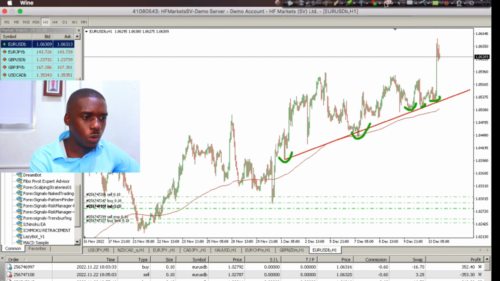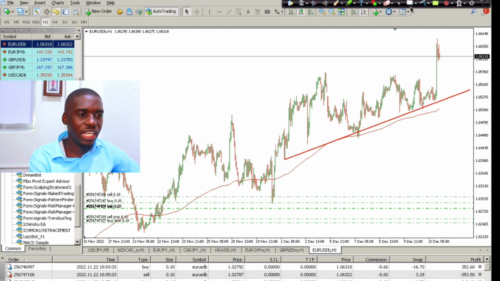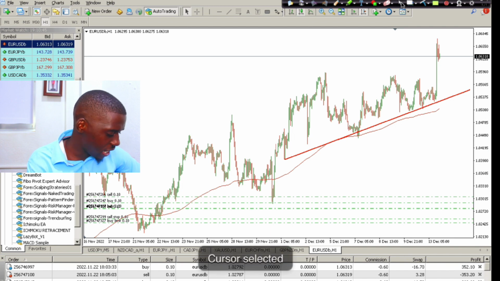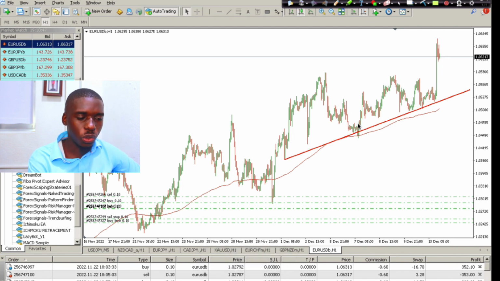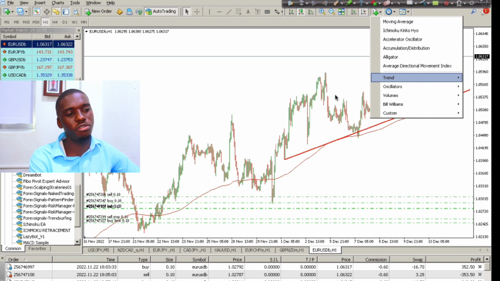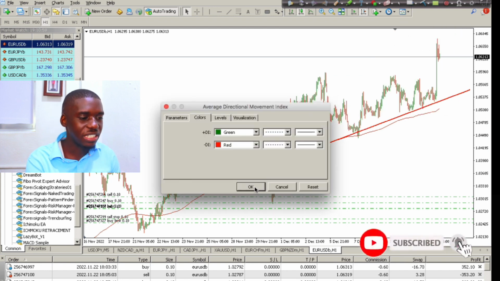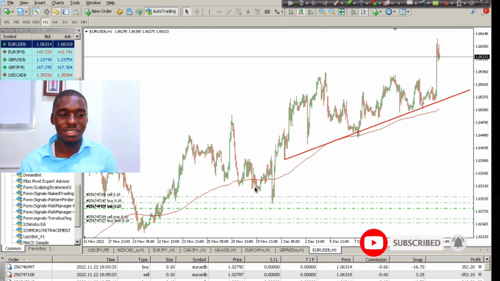So after looking at that, lastly, I'll look at the ADX. ADX stands for Average Directional Index, and it can also be gotten from the indicators list, under the trend, which is the Average Directional Movement Index. So we leave the default settings, and this basically shows us the momentum, the strength.